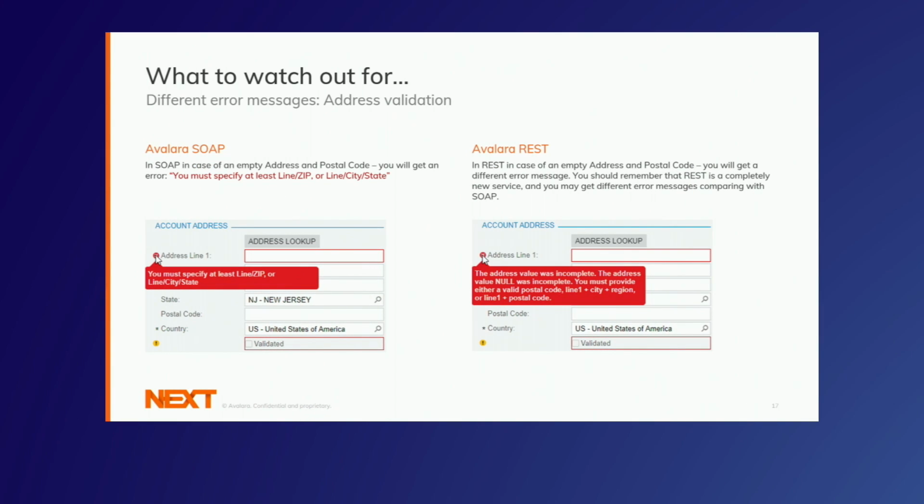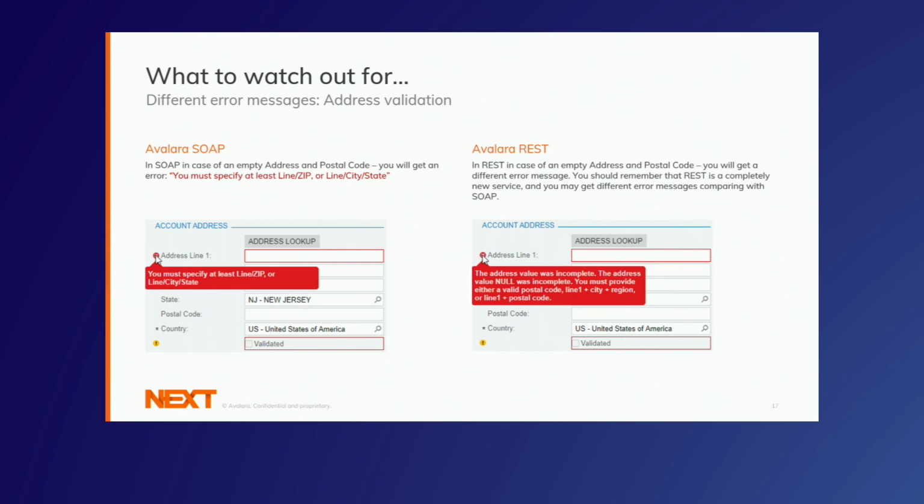Another thing you should be prepared for is different error messages in some cases. Let's take the address validation feature as an example. In SOAP, in the case of an empty address and postal code, you will get an error like: you must specify at least line, zip, or line, city, state. These are screenshots from Acumatica, by the way.